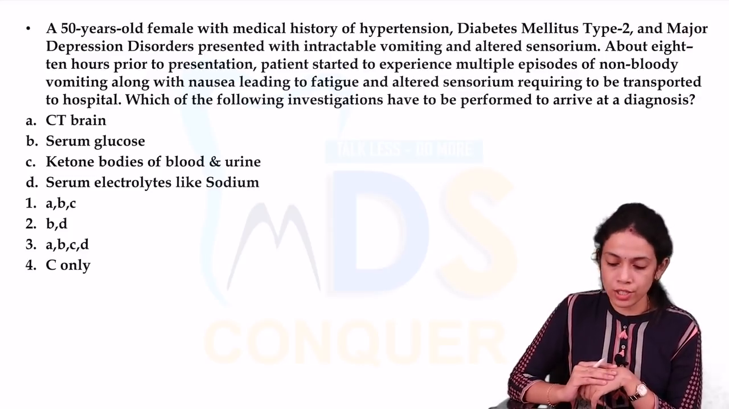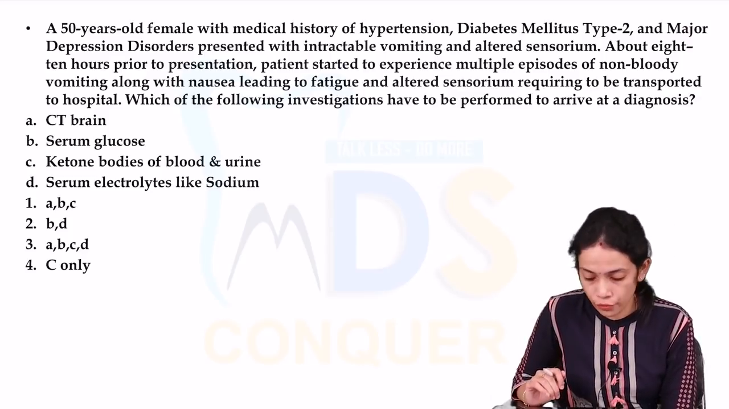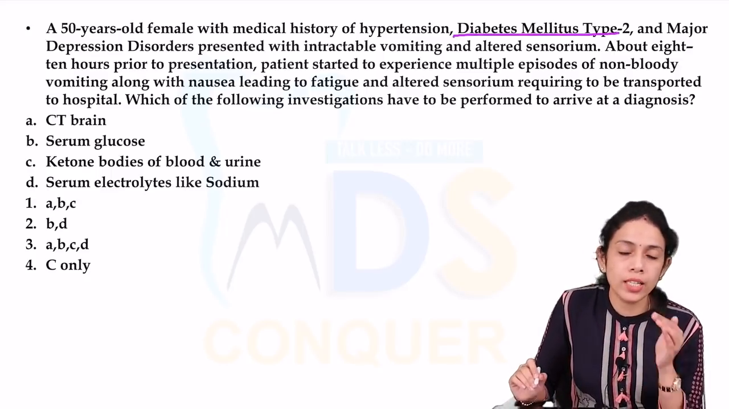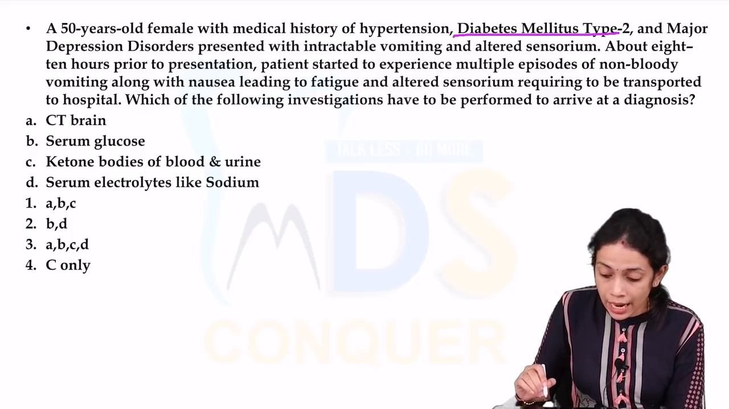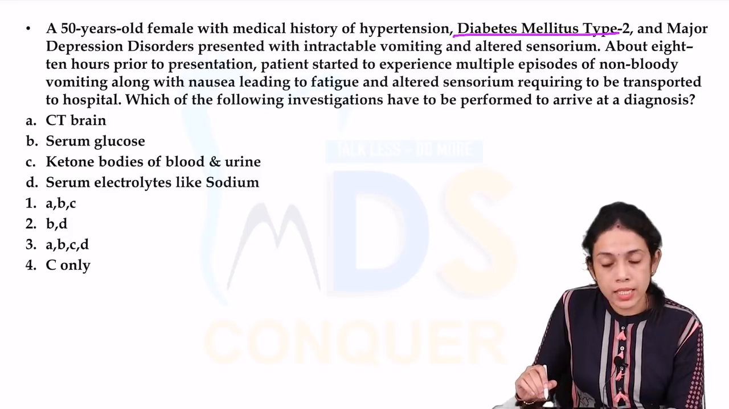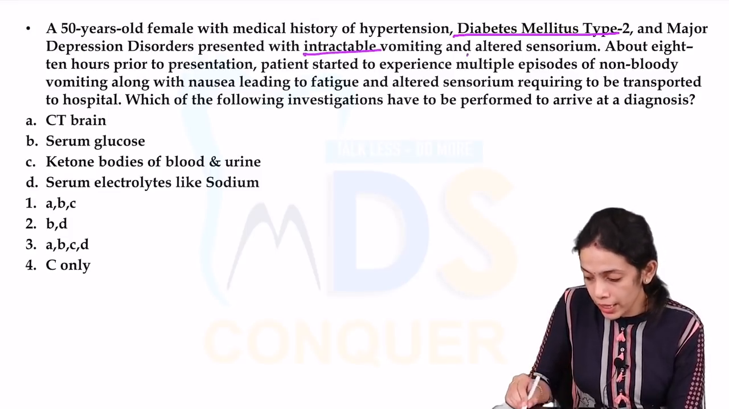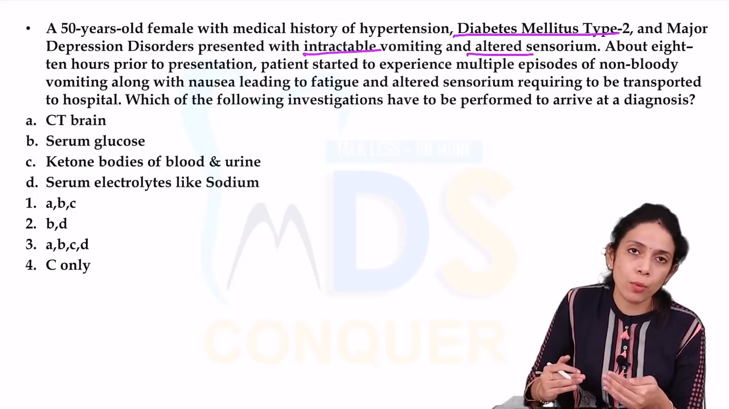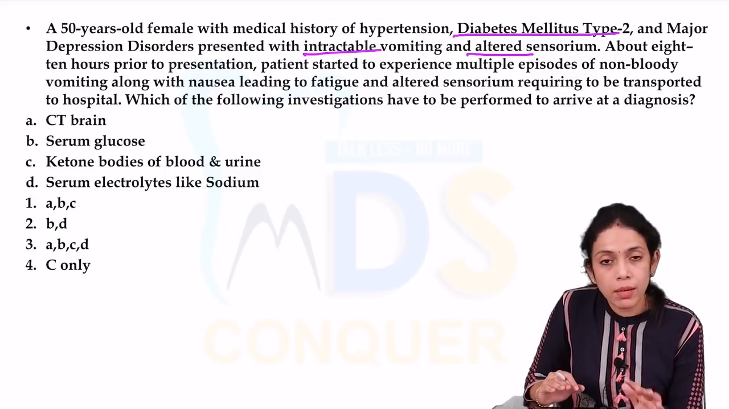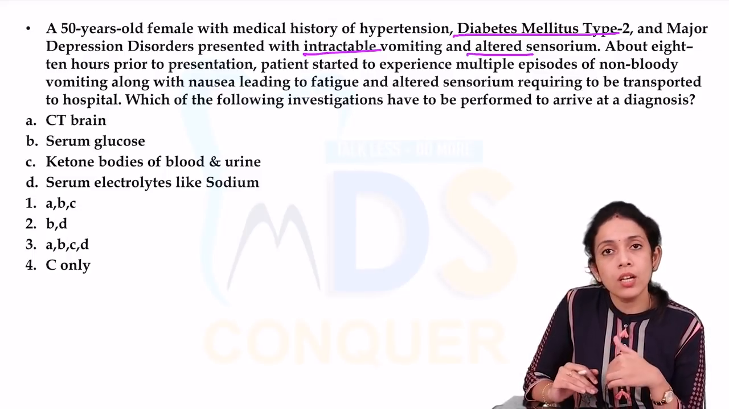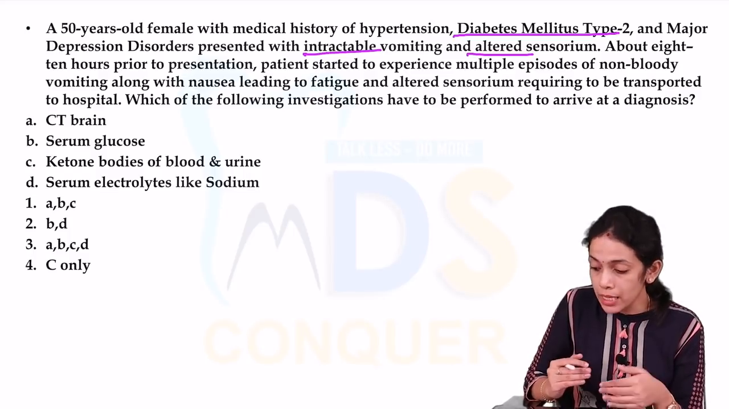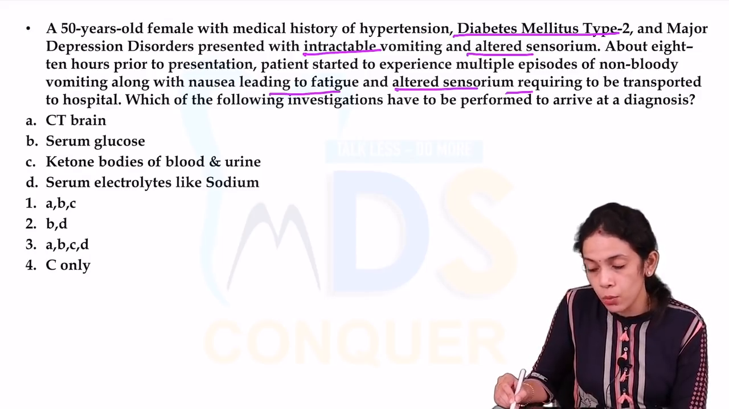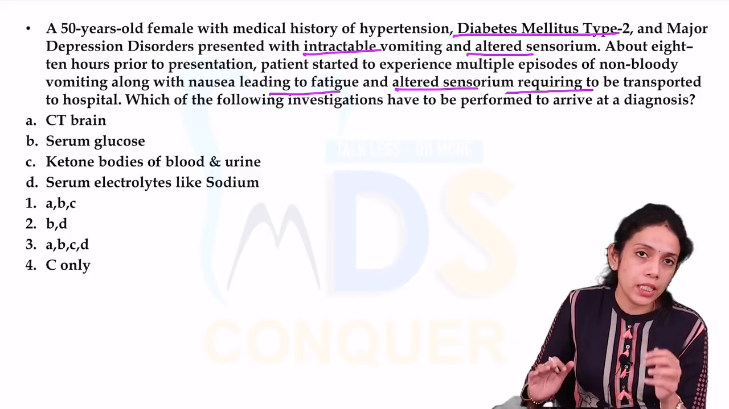Now let's go to the other question. The next case is a 50-year-old female with a medical history of hypertension and diabetes mellitus type 2. The history clearly says hypertensive and diabetes mellitus, and major depression disorders, presented with intractable vomiting and altered sensorium. About 8 to 10 hours prior to the presentation, the patient was experiencing multiple episodes of non-bloody vomiting with nausea leading to fatigue and altered sensorium, which required the patient to be immediately admitted to the hospital.